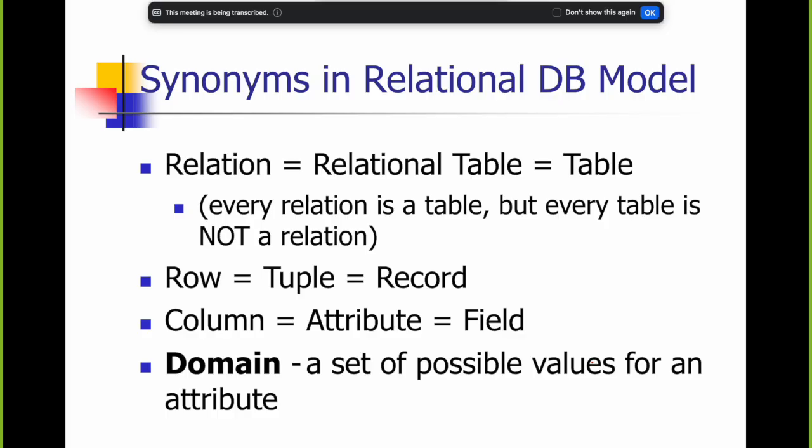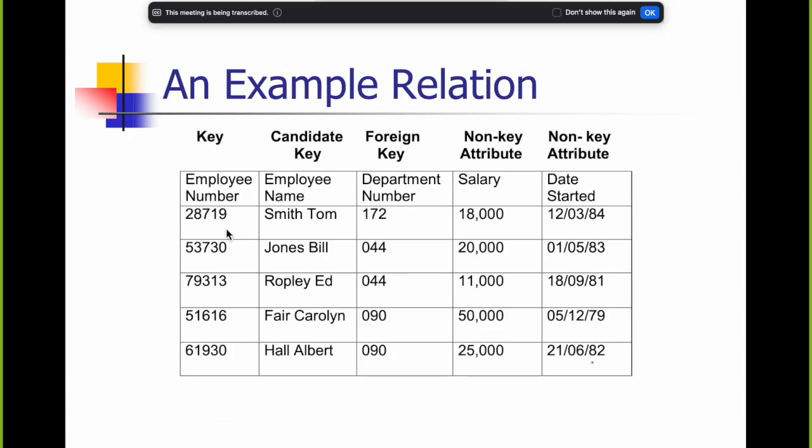Row, tuple, record, same thing. Column, attribute, field, same thing. So if I say attribute, column, field, they are basically the same thing. And then domain is just the set of possible values that we have for an attribute. Now, here's an example relation. So here I identified different types of key that we can have. Among them, I think the most important thing is identifying primary key and foreign keys in your tables, and also candidate keys. So what is a key or primary key?